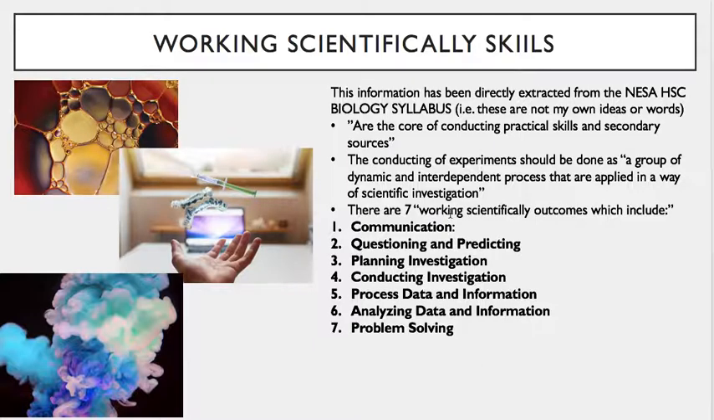Essentially, we talk about working scientifically, which includes 7 main outcomes. I'll just talk you through each one of them. Communication is how we explain things to other scientists, because there's no point doing magnificent work and not being able to communicate. That's not the point of science.